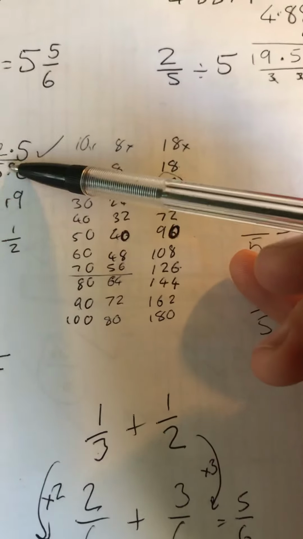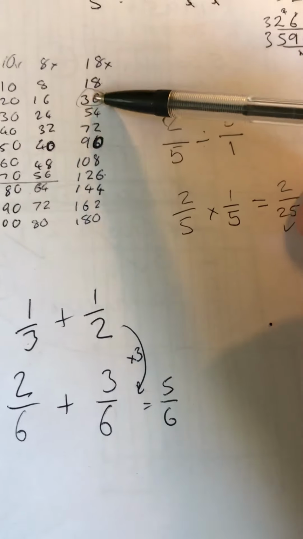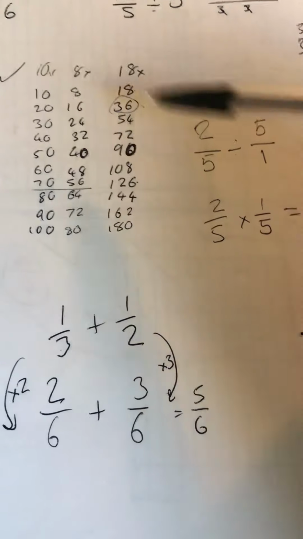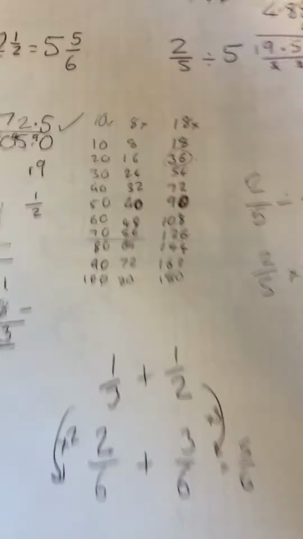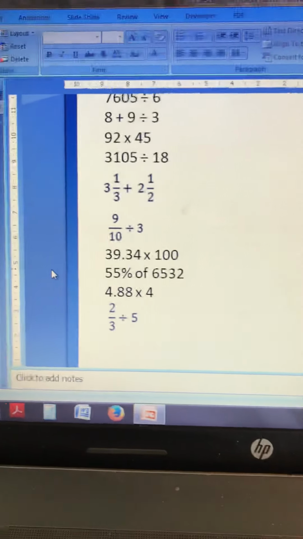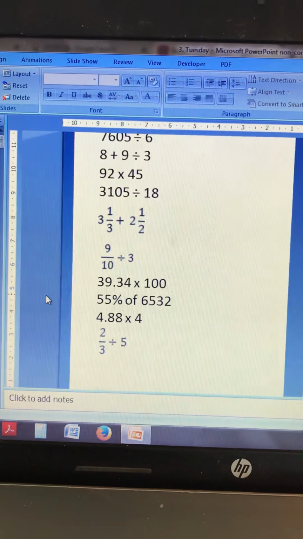Back to maths. Where I had a remainder of 9. How many 18s are in 90? And it was 5. 1, 2, 3, 4, 5. Once I'd corrected my known facts there. 172.5. Then we had 3 and 1/3 added to 2.5.